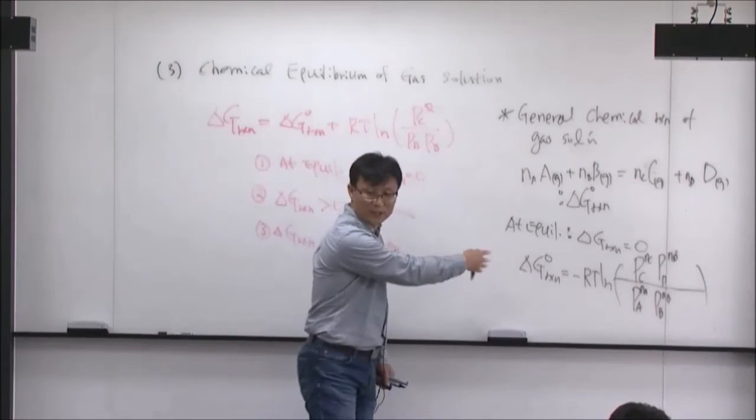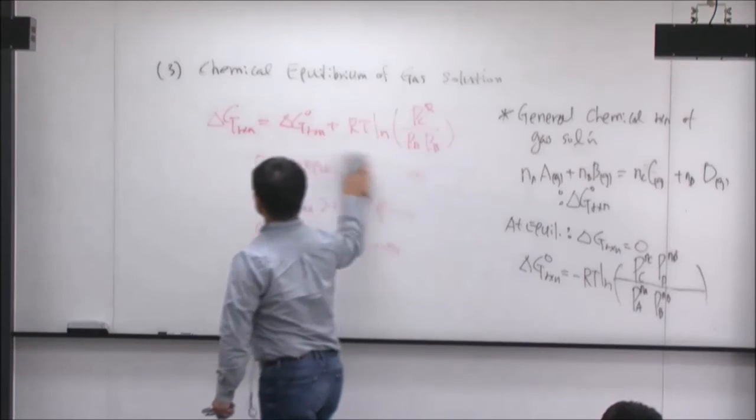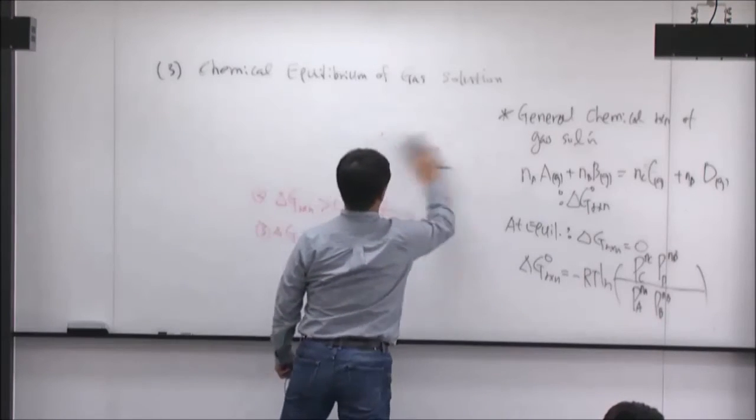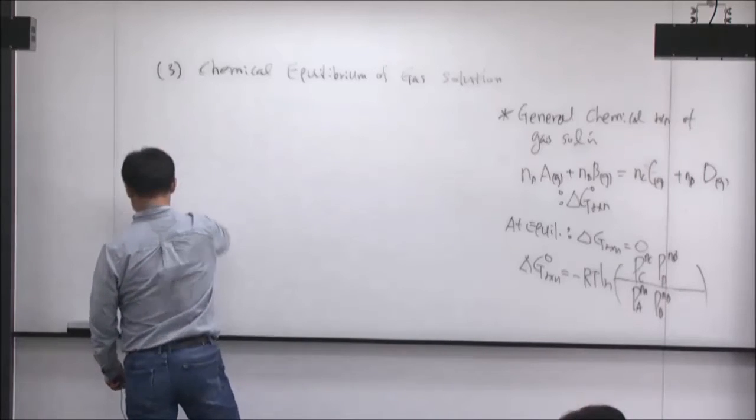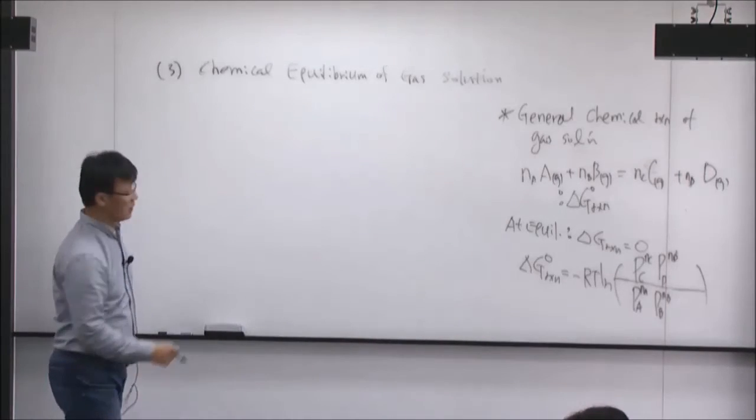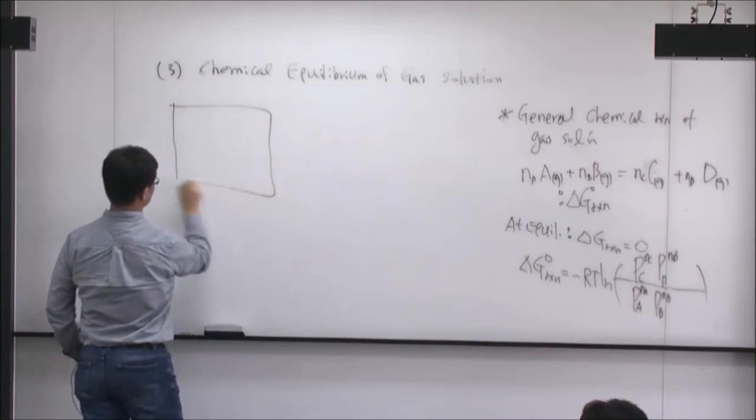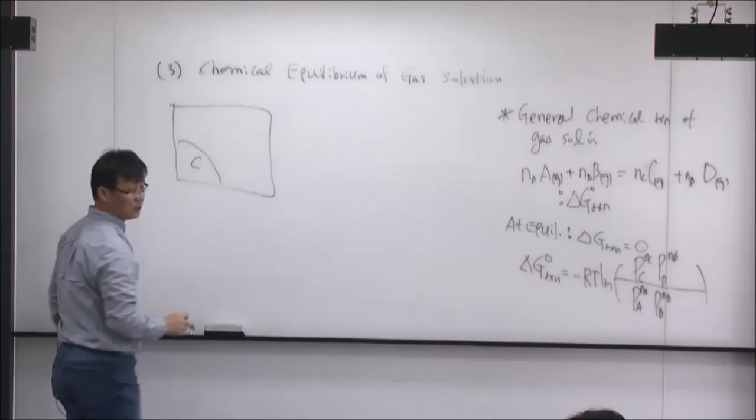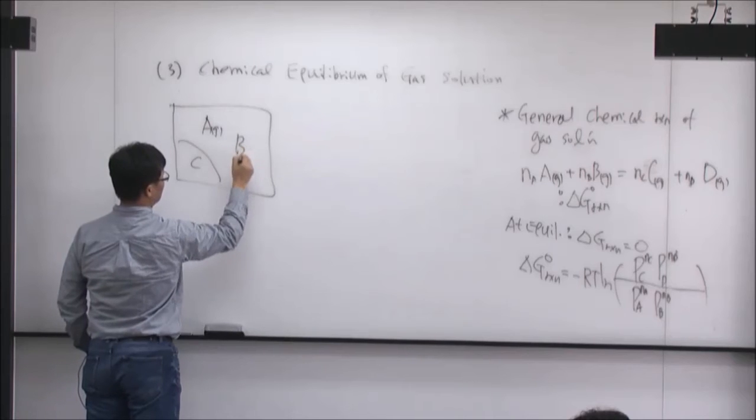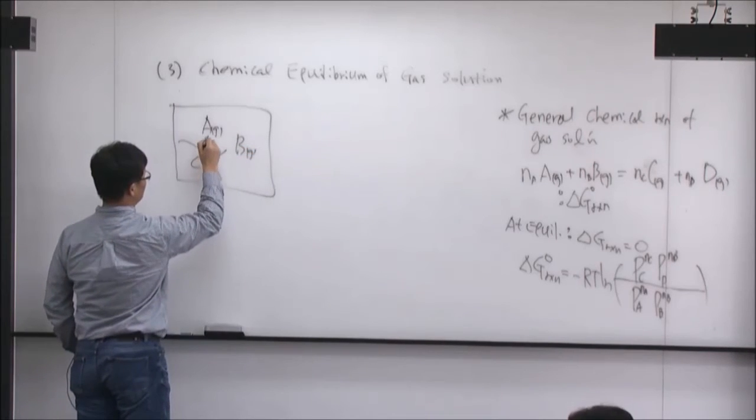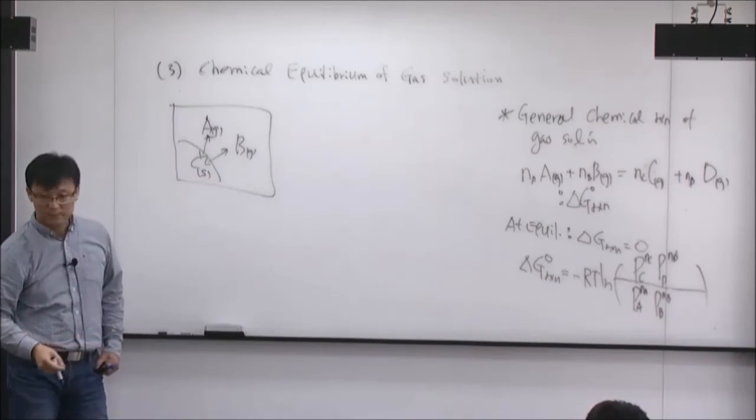So this equation is not magic. It's very simple to derive. And now, how about when you have gas and solid phases together? Let's assume this kind of box. There's a C phase here, and then we have A gas phase and B gas phase interacting with this one to produce C solid phase, for example.